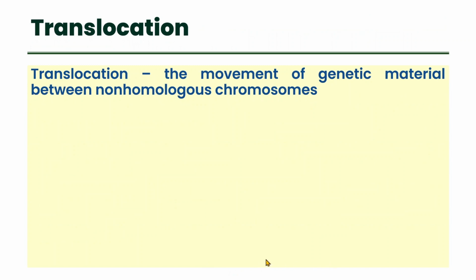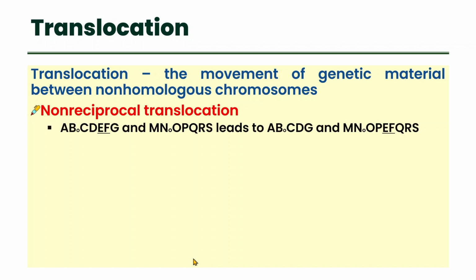The other type of chromosomal mutation is translocation. Translocation is the movement of genetic material between non-homologous chromosomes. There are many examples of this, but mainly we will be discussing two main examples of translocation. One is non-reciprocal translocation. Non-reciprocal translocation is when one chromosome transfers a segment to another chromosome without receiving anything back, and that's why it is called non-reciprocal.